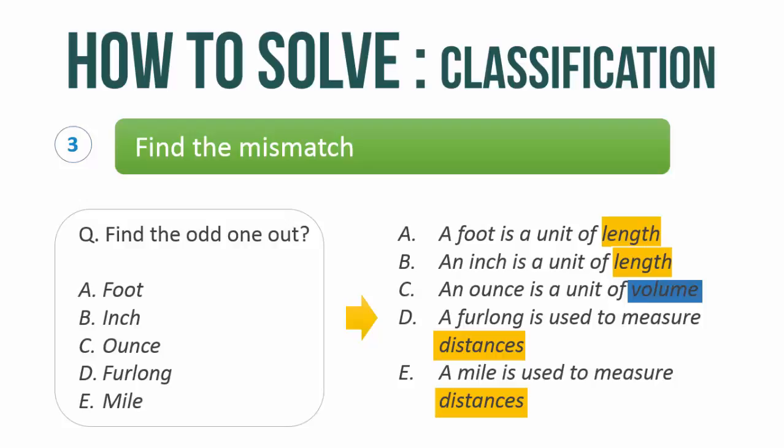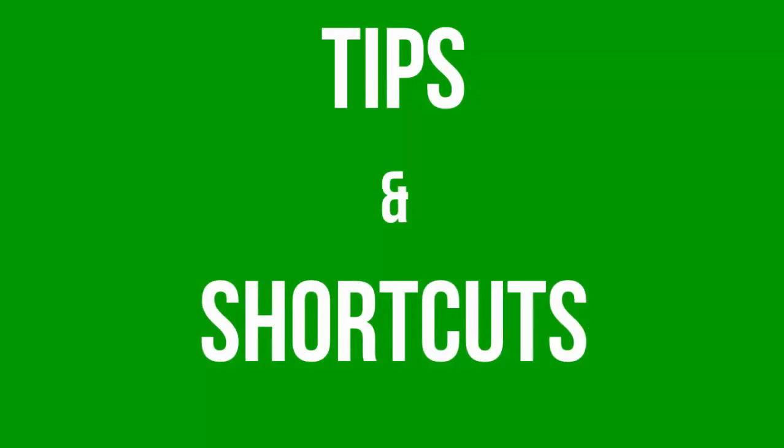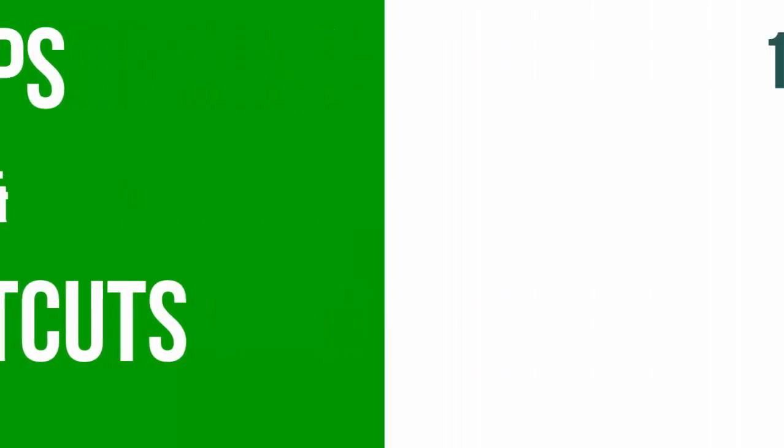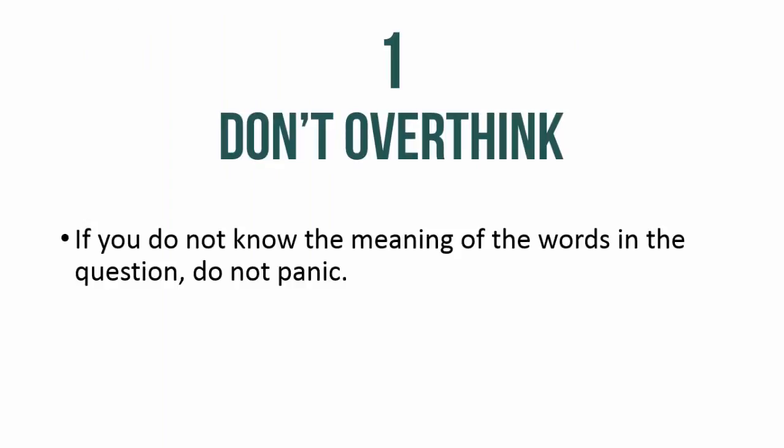These kinds of questions are fairly easy to solve, and with sufficient practice you'll develop the knack of coming to the answer really quickly. Still, let's look at some tips and shortcuts which shall enable you to solve this kind of question even faster. Now, tip number 1 is do not overthink. If you do not know the meaning of the words in a question, do not panic. You can always work backwards.